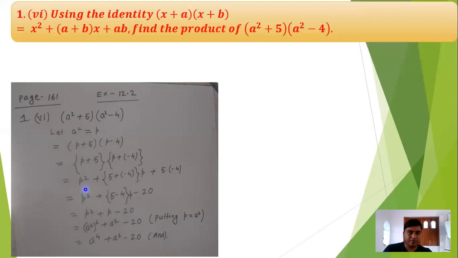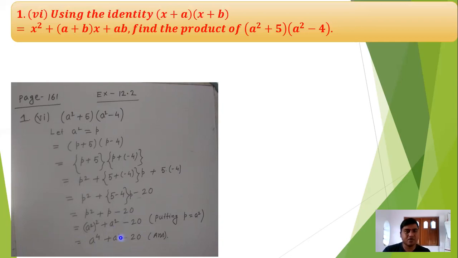So p square plus 5 plus minus 4 into p plus 5 into minus 4. P square plus 5 minus 4 into p, and 5 into minus 4 is minus 20. The p square plus 5 minus 4 is 1p, minus 20. Now putting the value of p equal to a square, whole square plus a square minus 20. This is a to the power 4 plus a square minus 20. This is the answer.